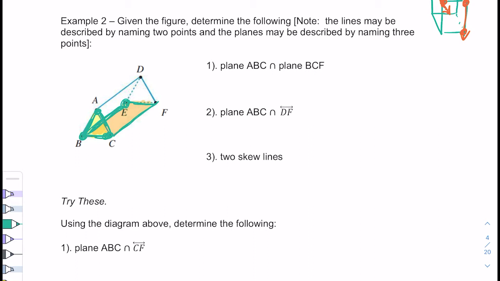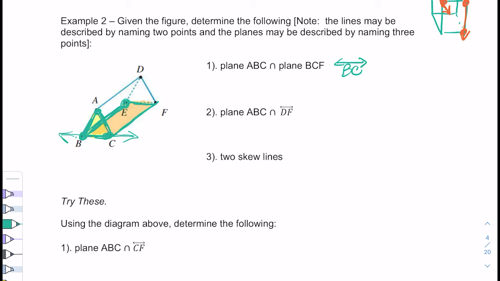Okay, this is saying where do they intersect at? So look at the two pictures. Where do they intersect? And they intersect right here at line BC. You might say, well, I thought that was a line segment. Well, remember, planes go on forever in all directions. So lines go on forever in all directions. So it's actually intersecting in a line, not a line segment.